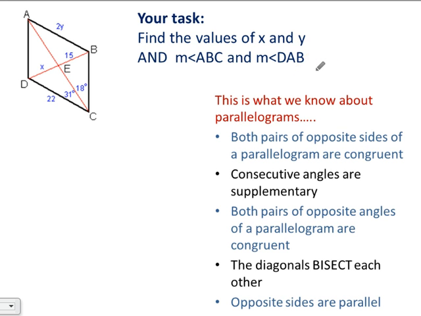Alrighty, so here, your task, find the values of x and y and the measurement of angle ABC and measurement of DAB. So lots that we need to do. So let's review what we know about parallelograms. So we know that, let's try and solve for x. So let's look at x. So we're trying to find this measurement of x, and x that's part of one of our diagonals. So what do we know about the diagonals? The diagonals bisect each other.